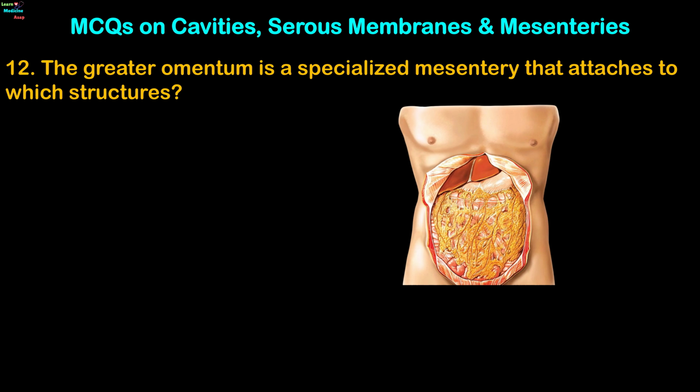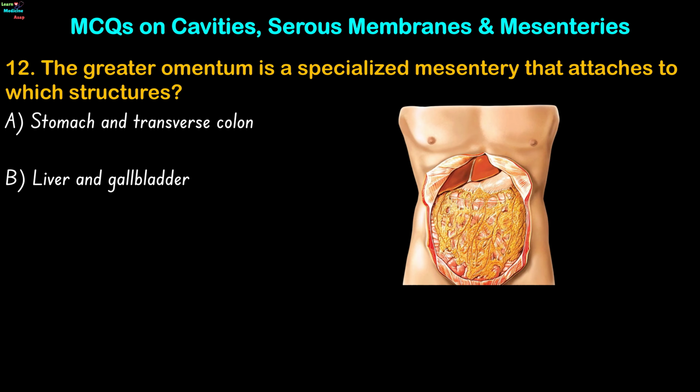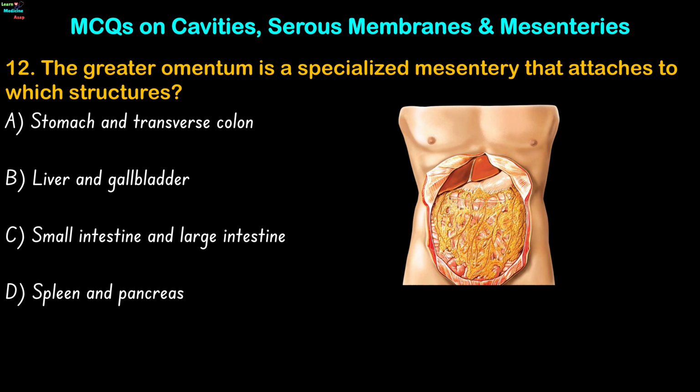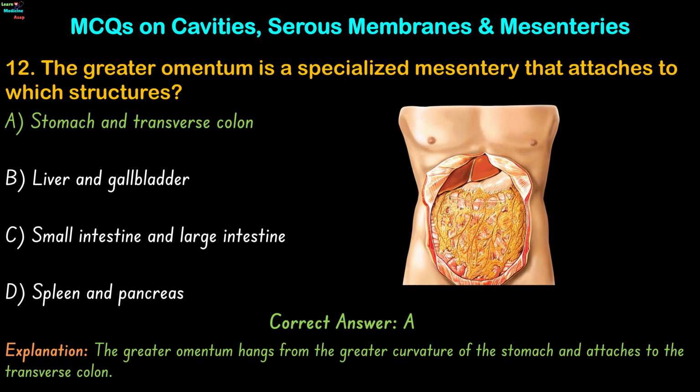Question 12. The greater omentum is a specialized mesentery that attaches to which structures? Stomach and transverse colon, liver and gallbladder, small intestine and large intestine, or spleen and pancreas? The correct answer is option A. The greater omentum hangs from the greater curvature of the stomach and attaches to the transverse colon.